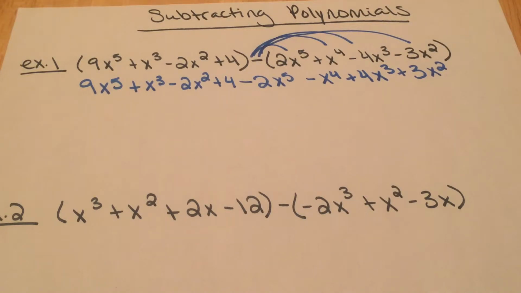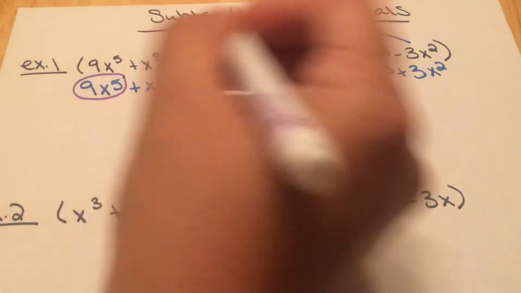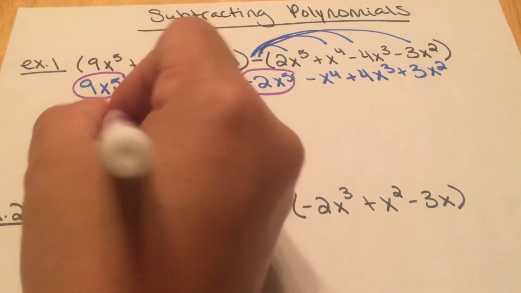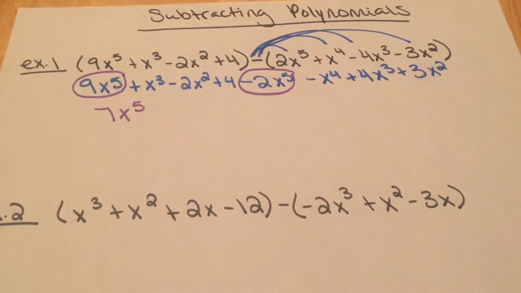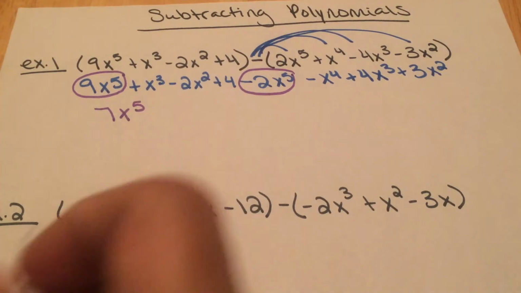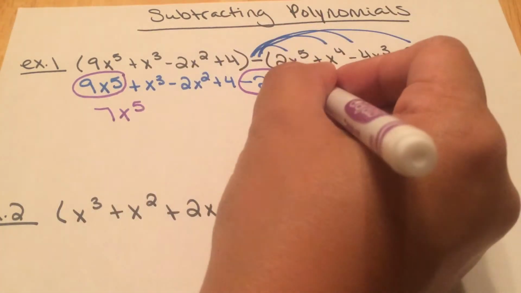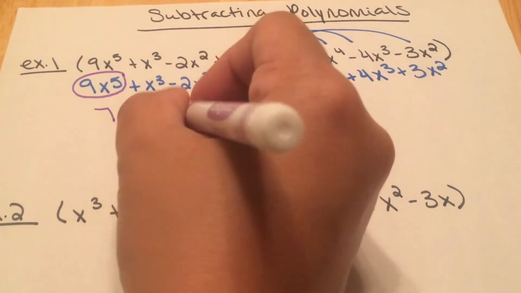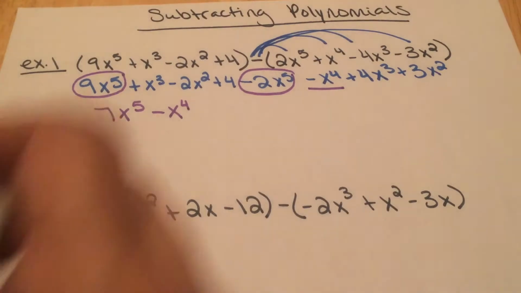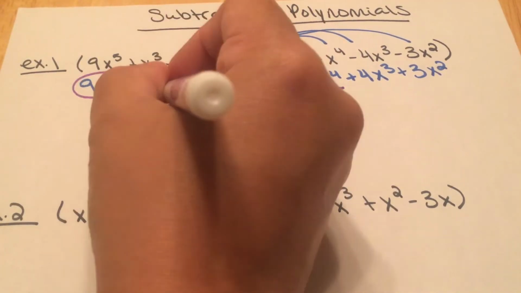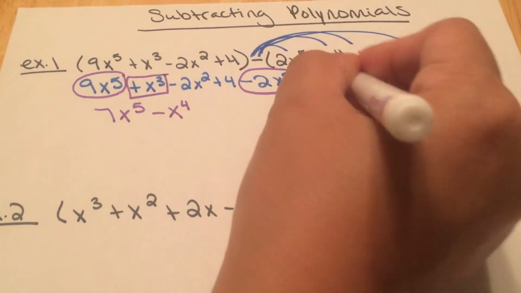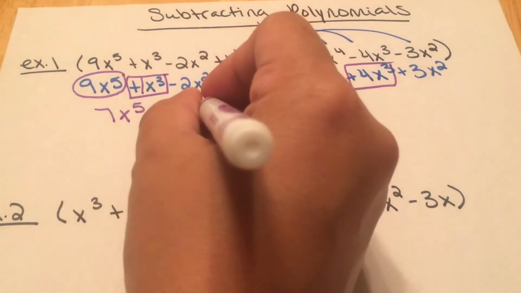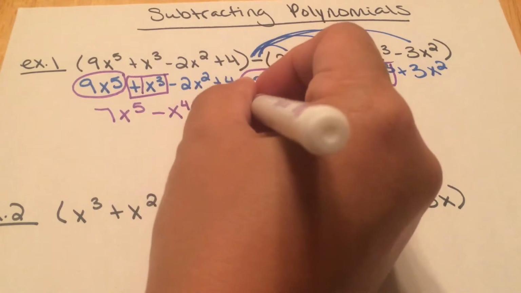So what I notice here is that 9x to the 5th is going to be like negative 2x to the 5th. So that's going to give me 7x to the 5th. Then if I look, I can see my next exponent in descending order is going to be negative x to the 4th. There's no other x to the 4th, so I'm just going to go ahead and bring that down. We next have our x cubed and our 4x cubed. So again, remember that has a coefficient of 1, so this is actually going to be a positive 5x cubed.